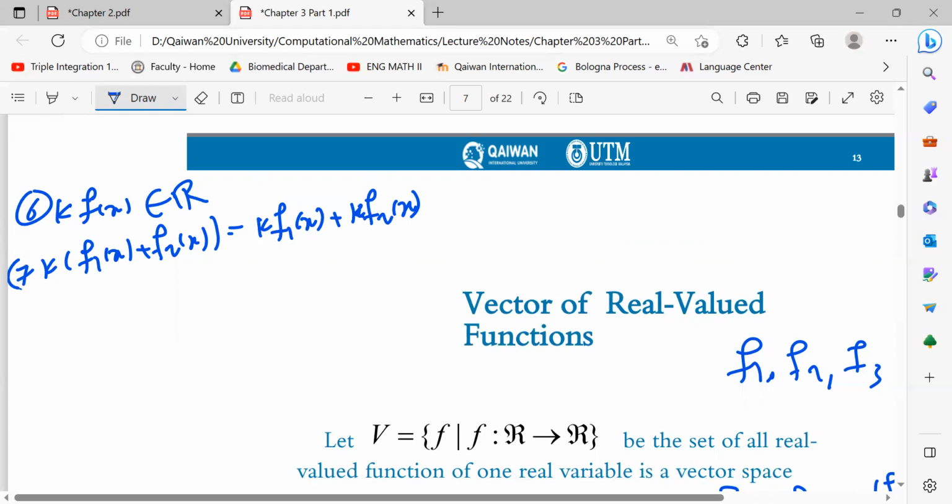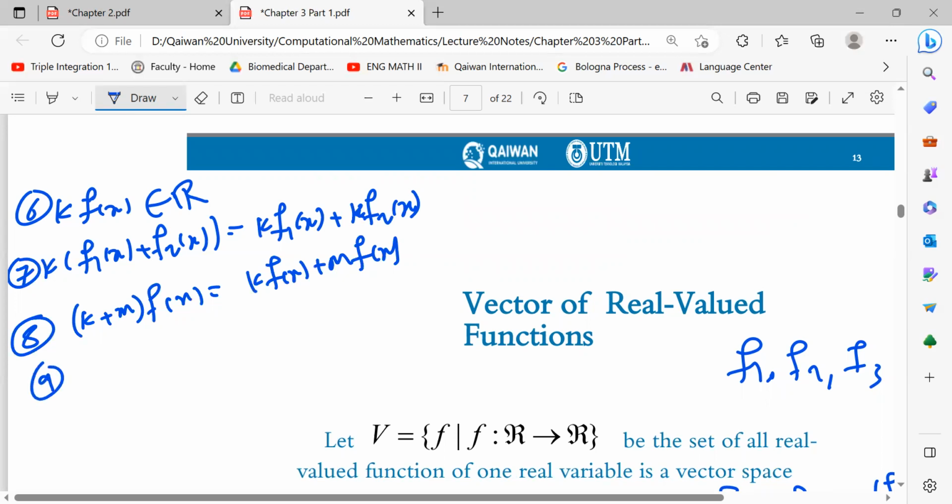Then it's number 7. Number 8, we say if we have the sum of two real numbers times f of x, it must equal k f of x plus m f of x, and it's easy to prove, to show that. Number 9, we say if we have km times f of x, it must equal k times m. We can enter one of the real numbers into the function and the other one to be outside.